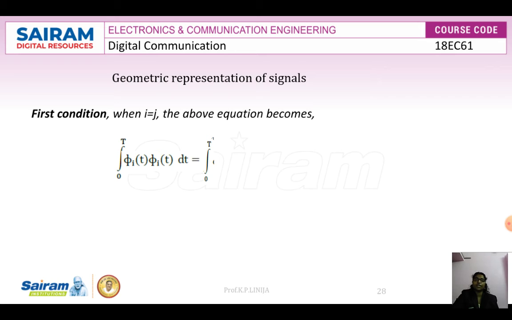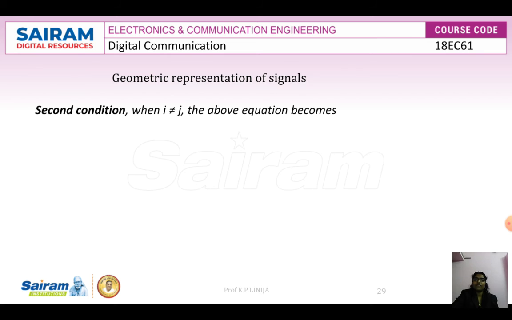integral 0 to T phi i of t into phi i of t dt. It means phi i square dt. We know that the integral of phi i square dt is equal to 1. That is for the first condition, and the basis is normalized to have unit energy.